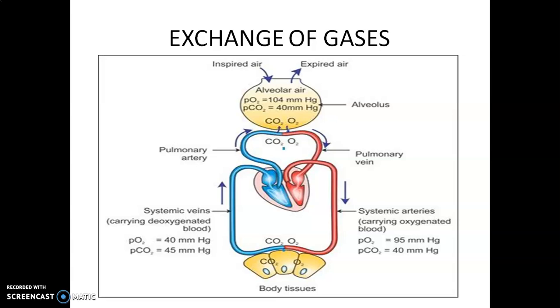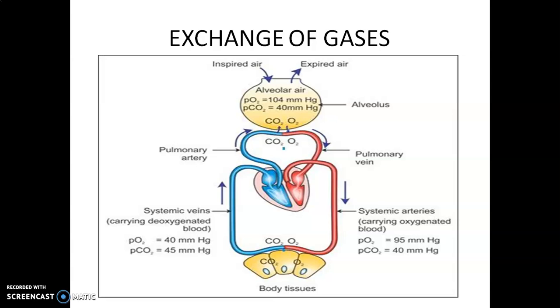For the respiratory gas oxygen, the atmospheric air is 159, whereas in alveoli it is 104. In deoxygenated blood it is 40, and in oxygenated blood it is 95, and when it reaches the tissues it again becomes 40. Like that, in the case of carbon dioxide, it is 45 in deoxygenated blood, 40 in oxygenated blood, and it again becomes 45.